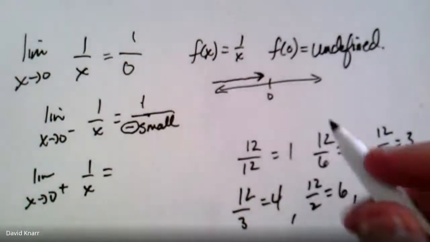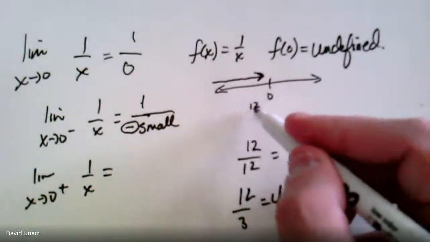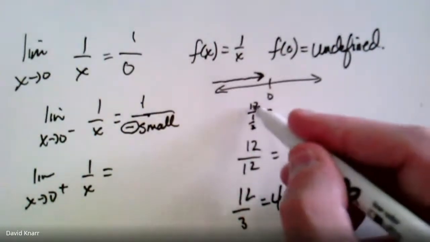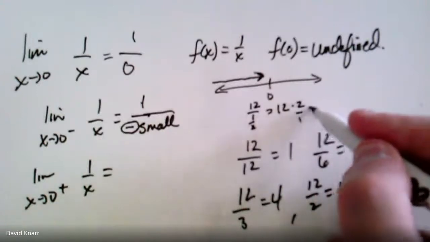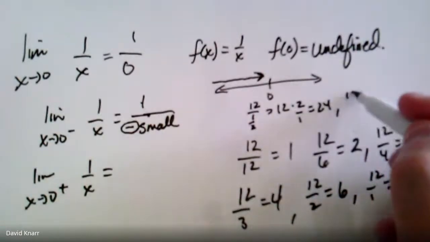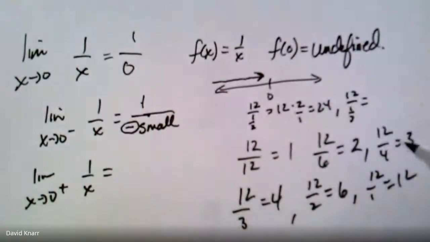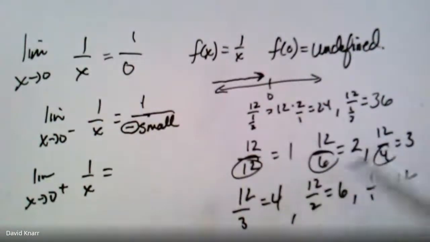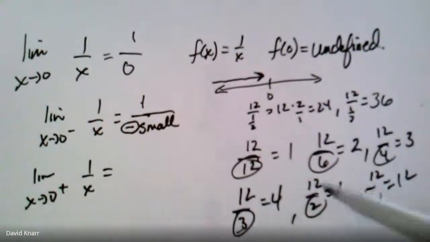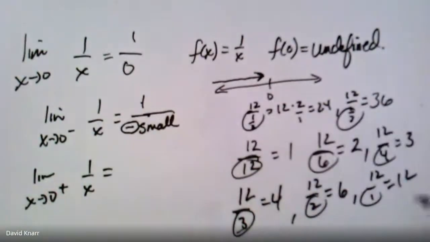Okay, let me come up here. What's 12 over a half? Well, keep this, change this to multiplication, and flip this over. So that becomes 12 times 2 over 1, which is 24. What's 12 over 1/3? So you can get the idea. You can see what's happening. So this is 12 times 3. That's 36. As the number in the denominator gets smaller, the result gets larger. 1, 2, 3, 4, 6, 12, 24, 36.